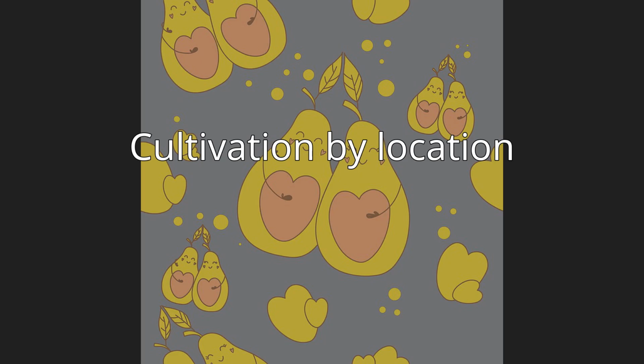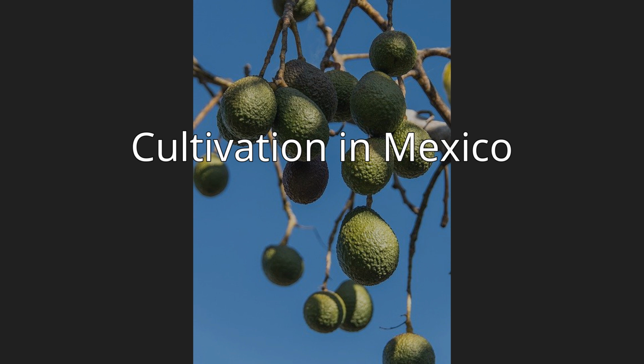Cultivation by location. Cultivation in Mexico. Mexico is by far the world's largest avocado-growing country, producing several times more than the second-largest producer. In 2013, the total area dedicated to avocado production was 188,723 hectares, 415,520 acres, and the harvest was 2.3 million tons in 2017. The states that produce the most are Mexico, Morelos, Nayarit, Puebla, and Michoacán, accounting for 86% of the total.